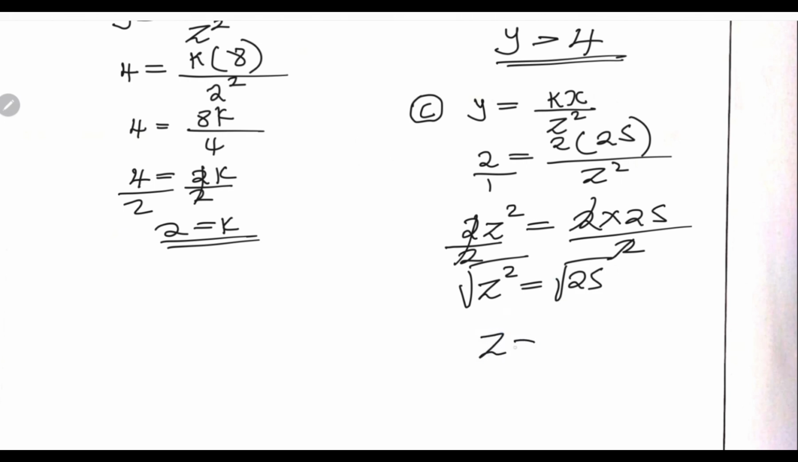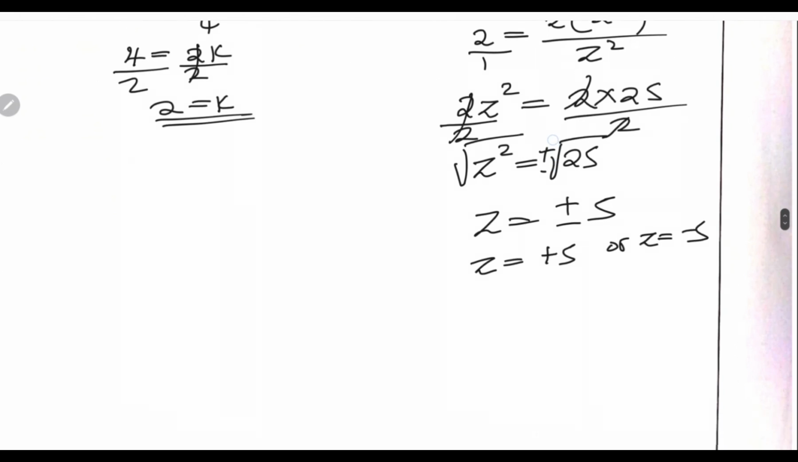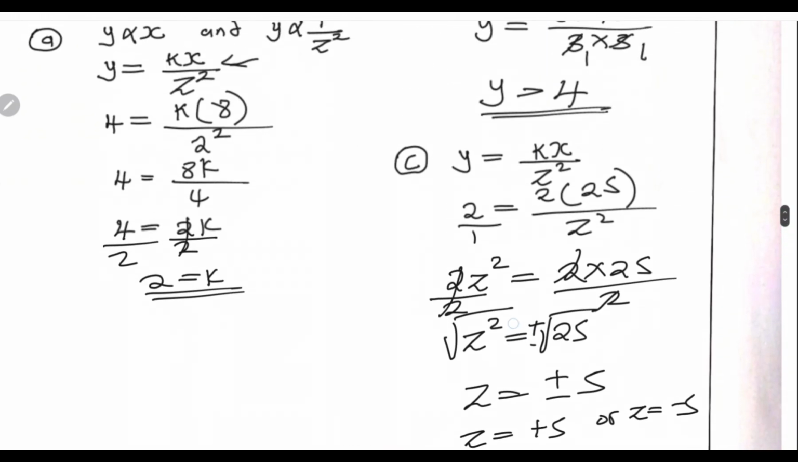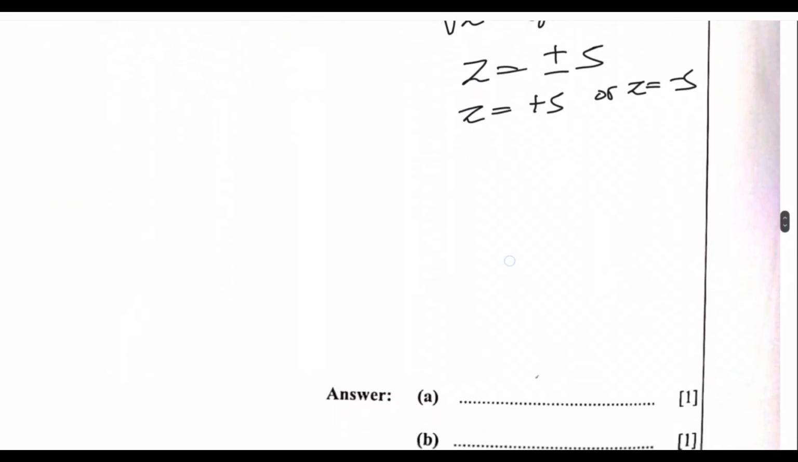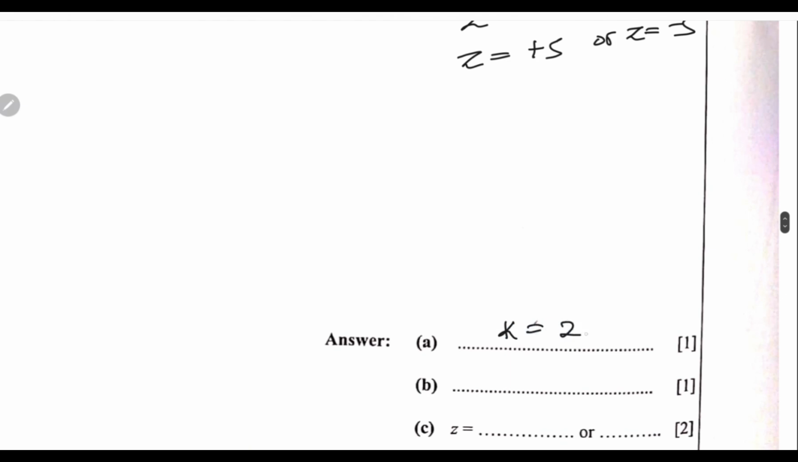So z is equal to, whenever you are taking the square root of a number, just know that it will be positive and negative. So this is positive, negative 5. So our z is equal to positive 5 or z is equal to negative 5. So these are our answers. So in part A, we found our k equals 2, and here y equals 4, and here z is equal to 5 or negative 5. If you want, you can even include the positive.